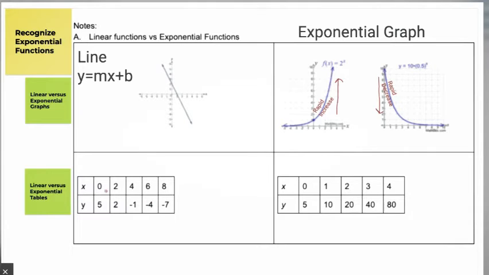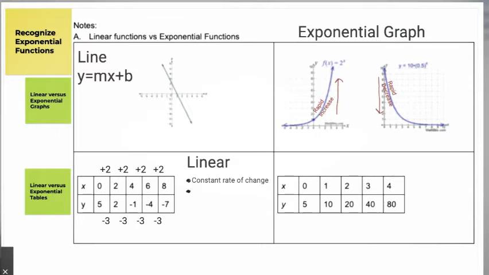So what we need to do is ask ourselves, how are the x's changing over time and how are the y's changing over time? We can see that the x's increase by 2 and the y's decrease by 3 consistently over time. So we would say this is linear. It is linear because it is increasing or decreasing by a constant rate of change.